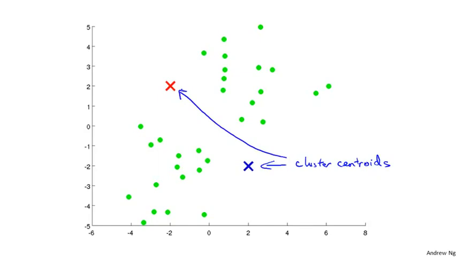K-means is an iterative algorithm, and it does 2 things. First is a cluster assignment step, and second is a move centroid step. So let me tell you what those things mean. The first of the 2 steps in the inner loop of k-means is this cluster assignment step. What that means is that it's going to go through each of the examples, each of these green dots shown here, and depending on whether it's closer to the red cluster centroid or the blue cluster centroid, it's going to assign each of the data points to one of the 2 cluster centroids.